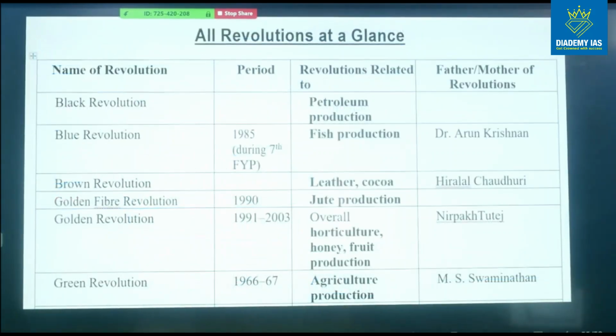Now, these are the important revolutions. In the examination, they can be asked, what does which revolution mean? You can remember it for the mains too. Sometimes they ask in the mains, right? When I was a student, they asked a question on pink revolution. I think this was the question of 2013 or 14.